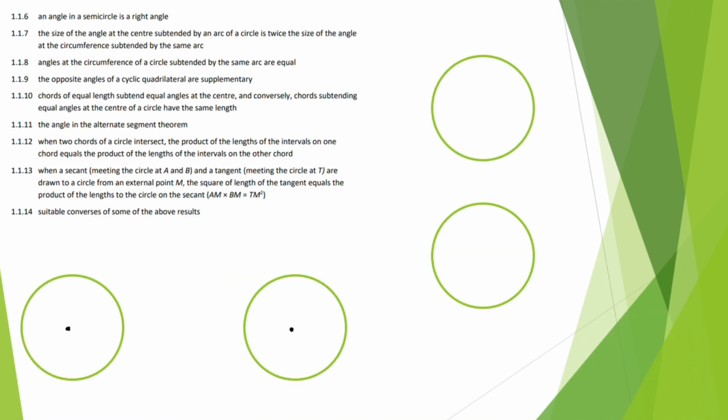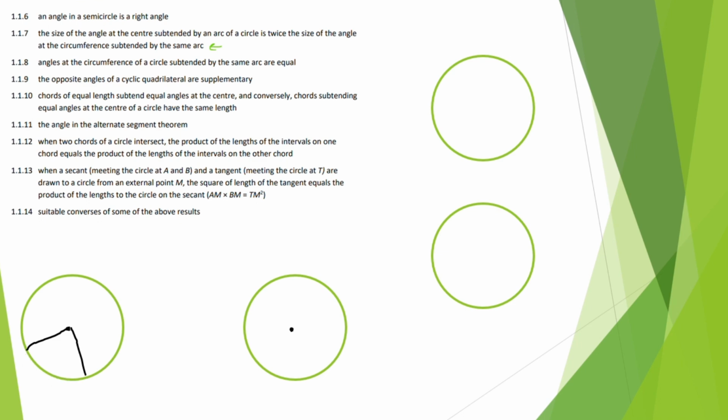Okay, so the first circle theorem I'm going to go over is the angle at the center and angle at the circumference. And if you look at the bullet points here, you can see that corresponds to point 1.1.7. And so the size of the angle at the center subtended by an arc of a circle is twice the size of the angle at the circumference subtended by the same arc. And what an arc is, it's a section of a circle, or more specifically a section of the circumference of a circle. And in this case, the arc is referred to as this bit here, okay?